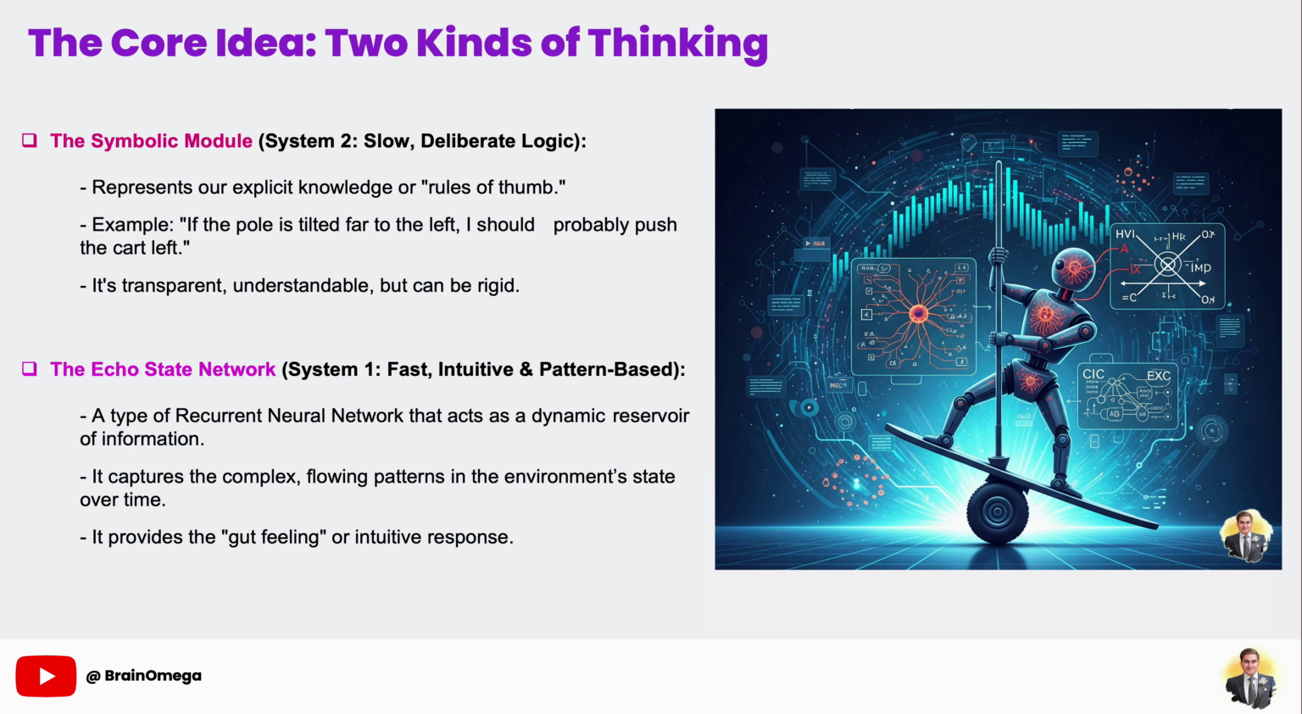It's a special kind of recurrent neural network that maintains a rich, echoing memory of recent events. It doesn't operate on explicit rules. It just develops a gut feeling about the state of the game. Our agent's strategy is to listen to both its logical rulebook and its neural intuition, combine their advice, and then make a final, more robust decision on which action to take.